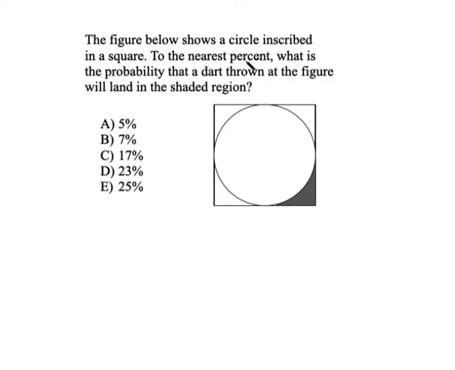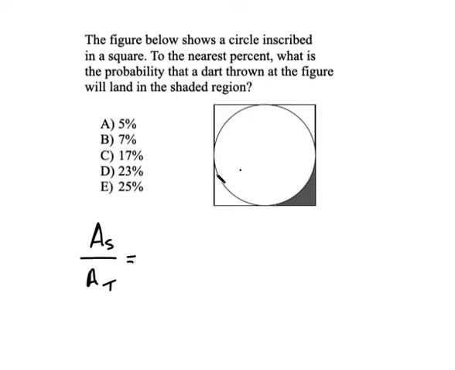The figure below shows a circle inscribed in a square. To the nearest percent, what is the probability that a dart thrown at the figure will land in the shaded region? So essentially what we're trying to calculate here is the area of the shaded region divided by the area of the whole thing, right? The area of the shaded region out of the area of the whole thing.